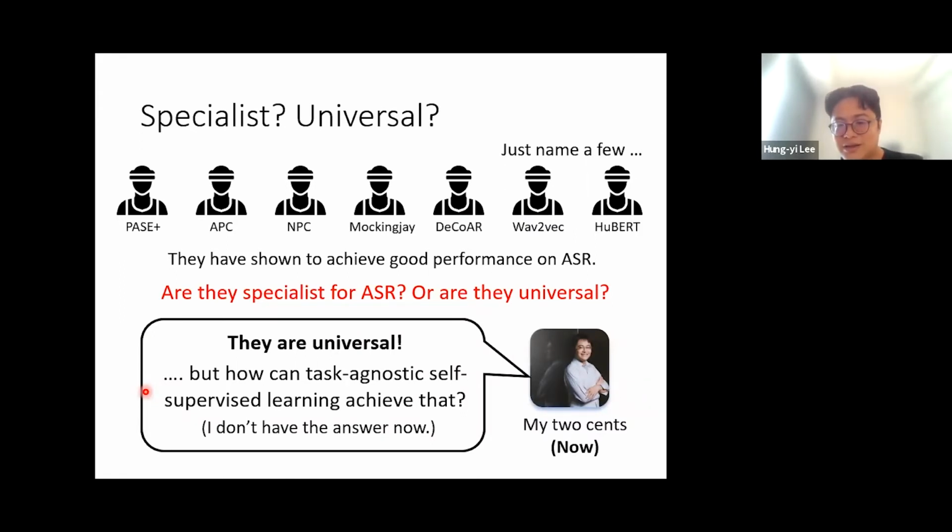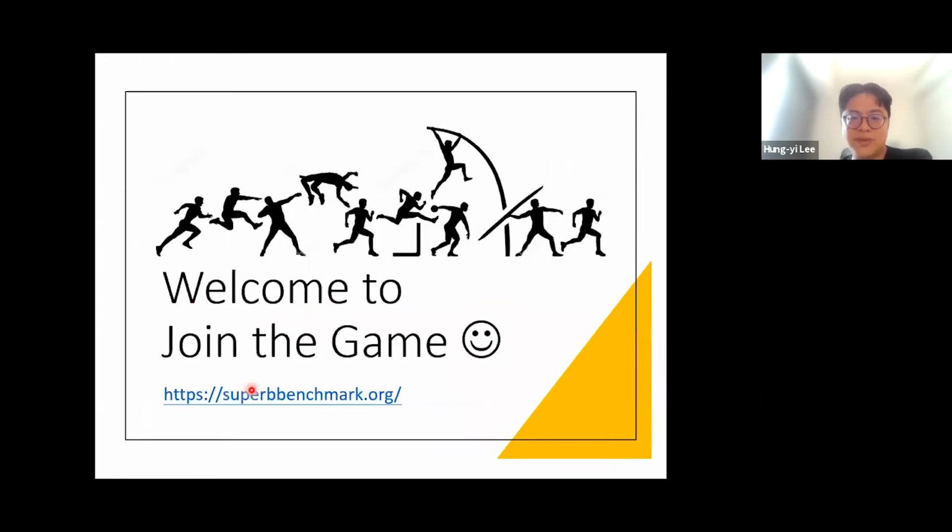The question here is that the pre-training is task agnostic. We train those self-supervised models in an unsupervised way. They usually train by an auxiliary task, for example, masking the input and trying to recover the masked input. The training process is task agnostic. Then how can this upstream model become universal? I do not have a very good answer at this moment.